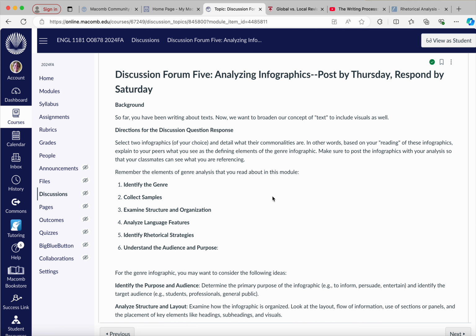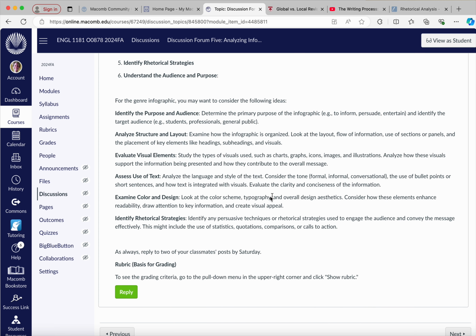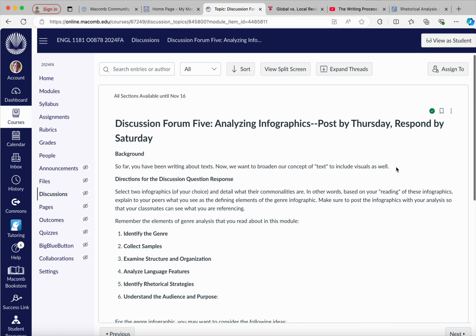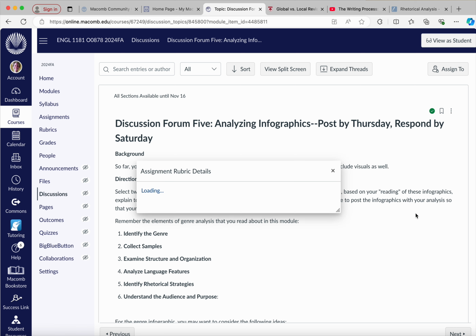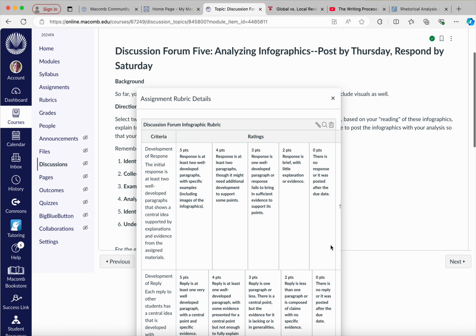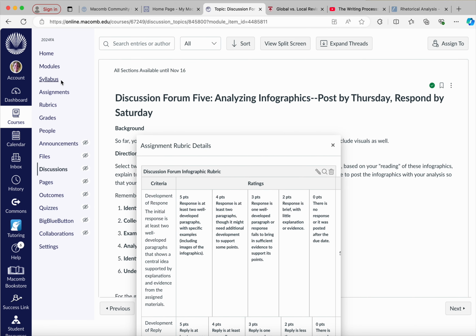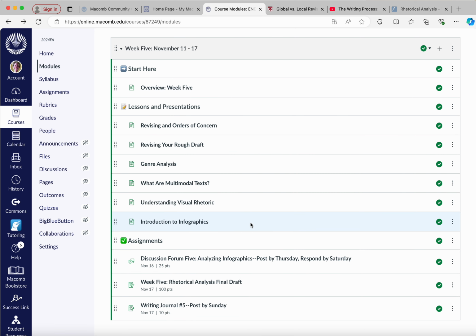That's going to be your initial post, as you always post by Thursday, and then you're going to reply to 2 of your classmates by Saturday. As we've done before, your responses to your classmates are about a paragraph long, and then you've got that rubric that will guide your response in both your first post and your responses to your fellow classmates.